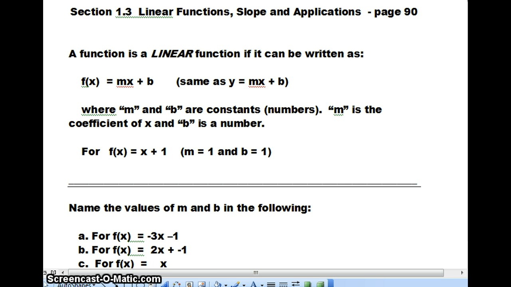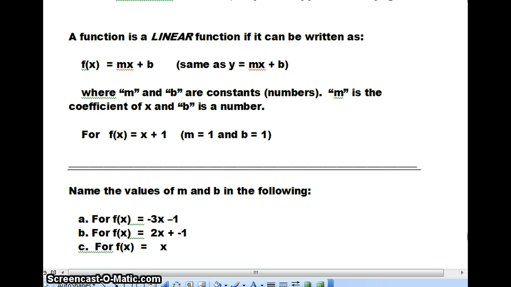So if we look at f of x is equal to x plus 1, the value for m is equal to 1 because it's the coefficient of x, and b is a positive 1 because that's the number that's all by itself. So if you look at the examples down below here, try to see if you can figure out what the values of m and b are. You might want to pause the video just a few minutes and see if you can work it out on your own and start it up when you're ready again.